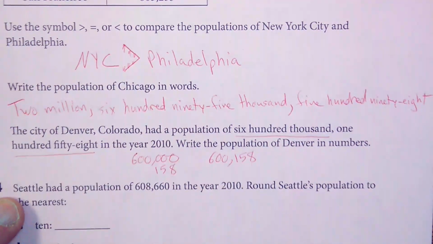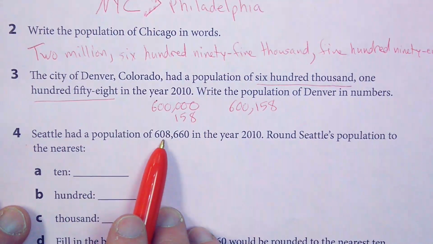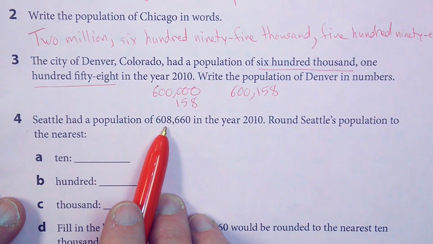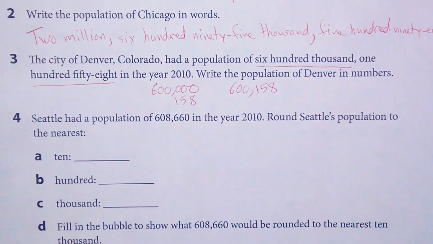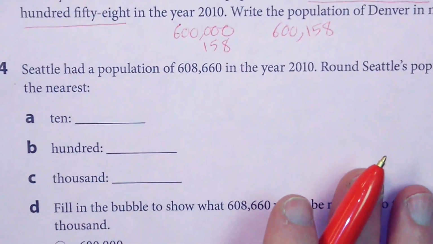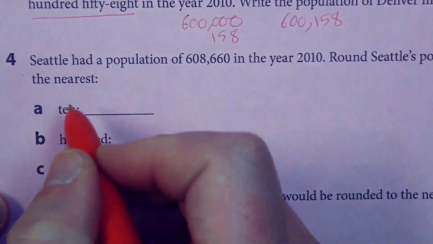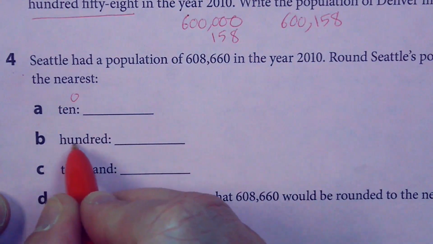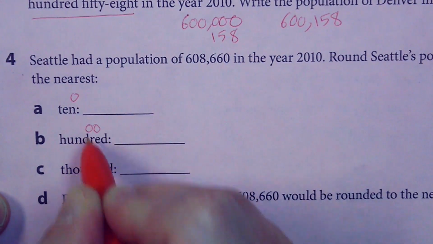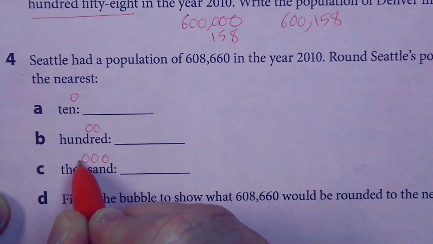158. Okay? Seattle had a population of 608,660 in the year 2010. We're going to round these numbers to the nearest 10, the nearest 100, the nearest 1,000. I like this because when I round to the nearest 10, my answer is going to end in a 0. When I round to the nearest 100, it's going to end in 2 zeros. When I round to the nearest 1,000, it's going to end in 3 zeros.